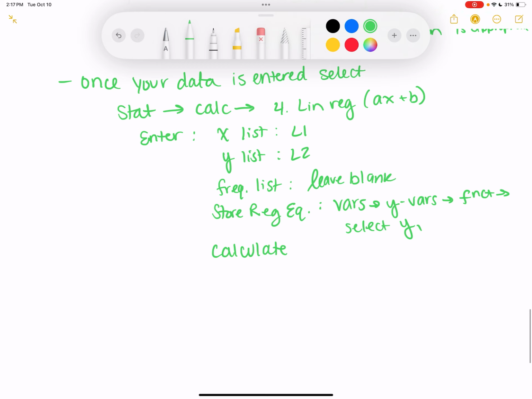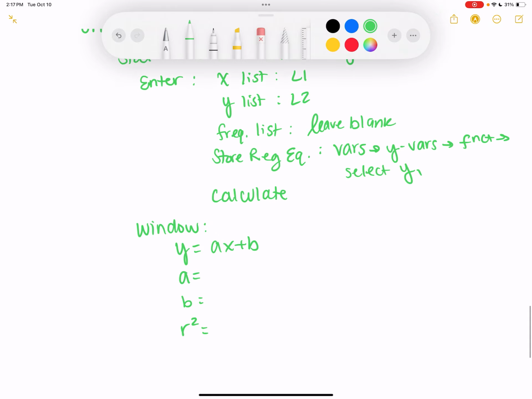Your window is going to give you something that looks like this. It'll say y equals ax plus b. It'll give you an a value, a b value, an r squared value, and an r value. We're going to write the equation y hat equals ax plus b. There are other ways to get to Y1, but that's one of them. I may do it differently when I'm doing examples, but there are 2 ways to get there, and they both work.